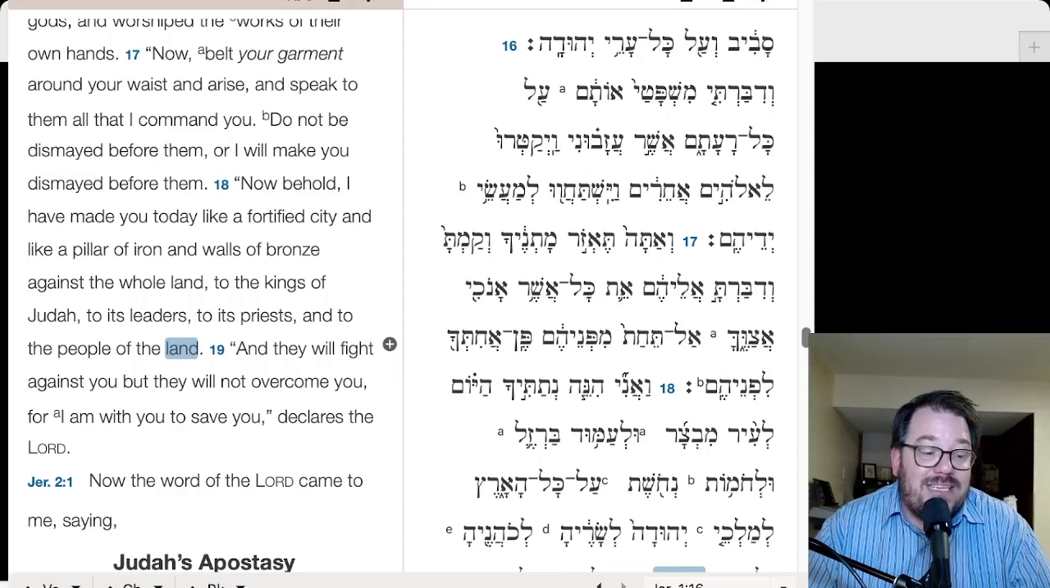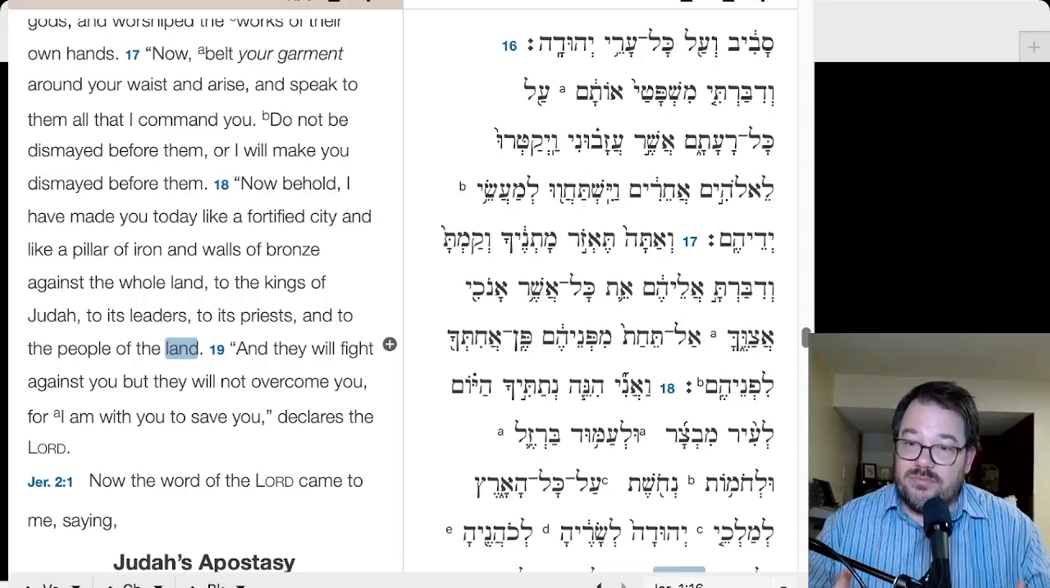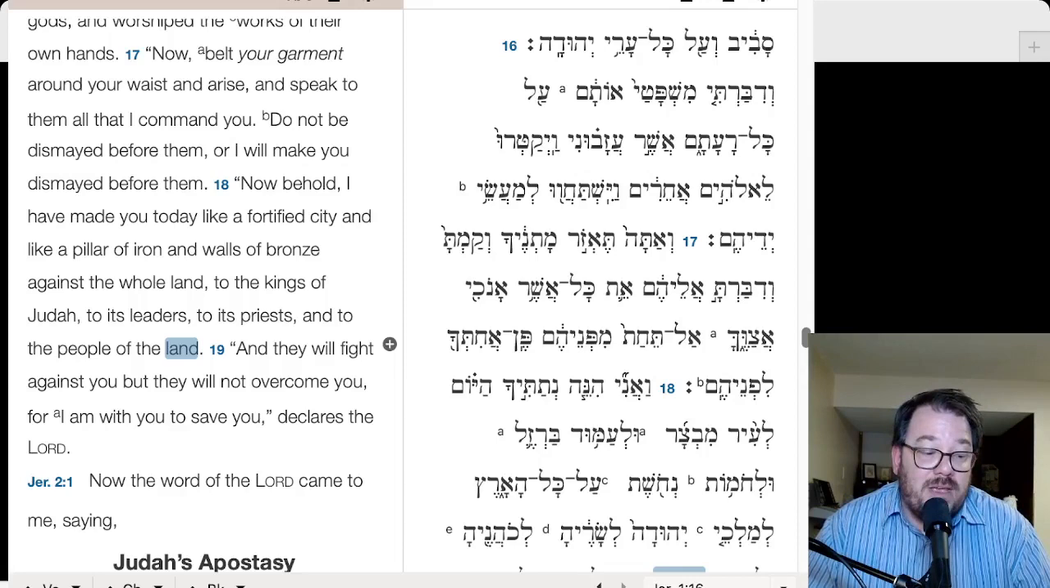Man, Jeremiah is going to be facing opposition from all these groups. Jeremiah is going to feel very isolated as he is trying to deliver the words that God has given him. He needs to be fortified against kings, against its leaders, against its priests, against the people of the land. And verse 19 says, they will fight against you. Wow, that sounds like it's going to be a lot of fun. Not, you know, and you're going to be victorious. It's going to be great.